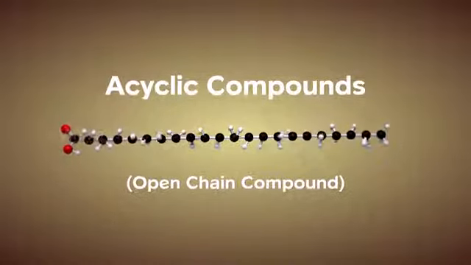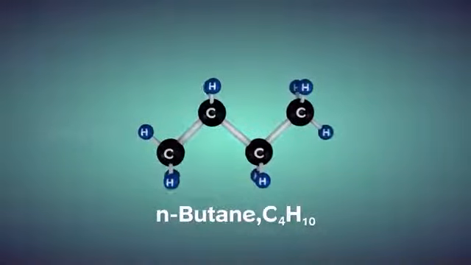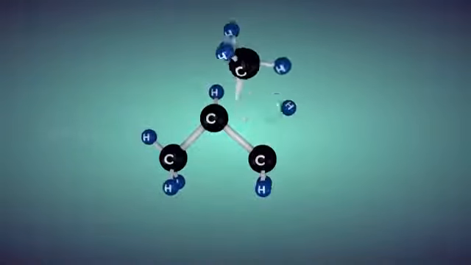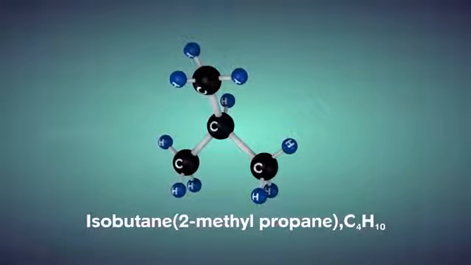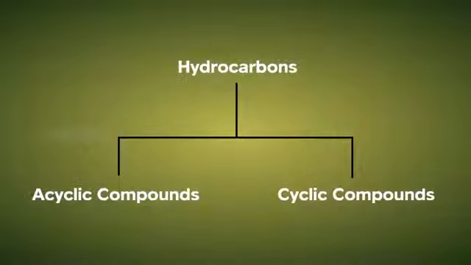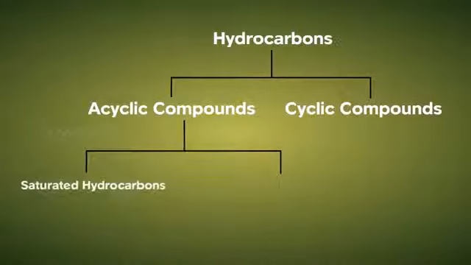Open-chain compounds contain long carbon-to-carbon chains. Branching of such chains is possible. Consequently, more than one structure may be written for the same molecular formulae. Acyclic compounds or open-chain compounds can be further classified into saturated and unsaturated hydrocarbons.